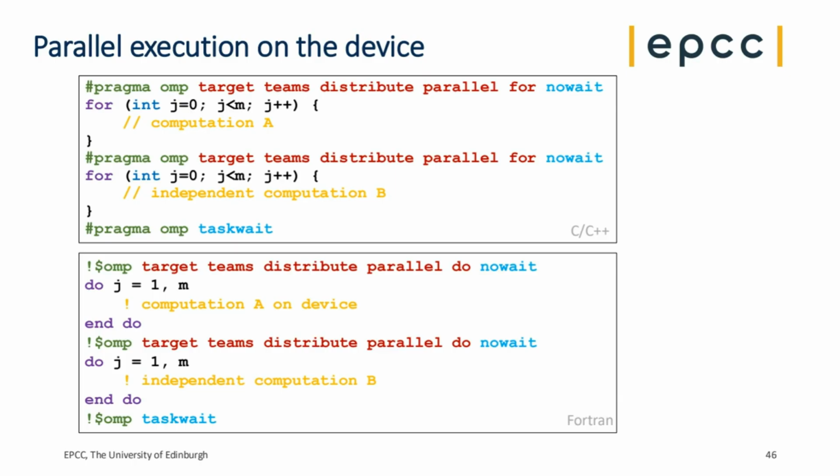So in effect, we're running two kernels, and the only thing that may prevent that from happening is if M was too big, if the body of those loops was doing too much computation, and there weren't any spare compute units to do the B loop. You can see the C and the Fortran examples are very, very similar.